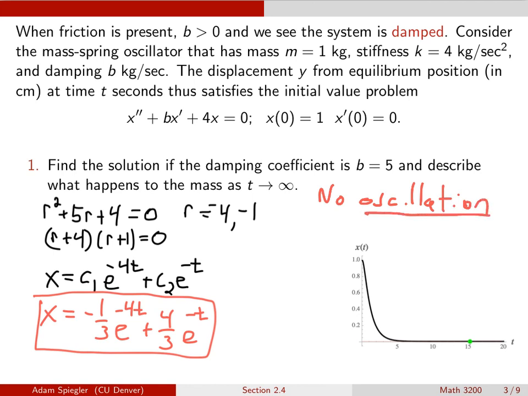And when we don't have any oscillation, that's because we have real roots, right? We don't get the trig functions that we get with imaginary roots. And in particular, in this case, we would say that this system is overdamped. There's so much friction that we don't get any oscillation in the mass. Okay, so now let's see what happens if we decrease the amount of friction a little bit.